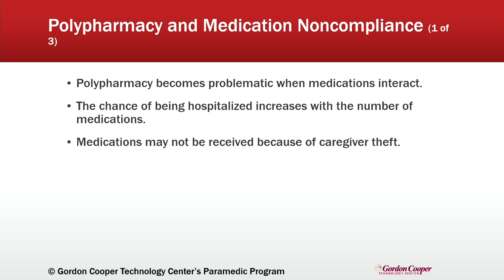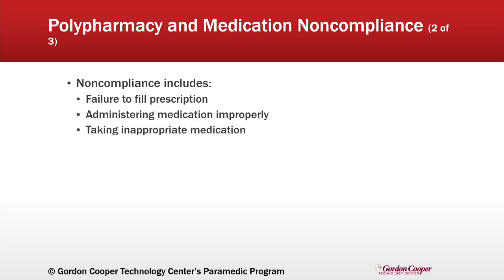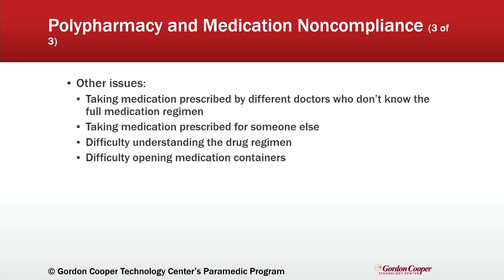Medication non-compliance often leads to worse health outcomes in older adults. Non-compliance includes failing to fill prescriptions. It also involves improper medication administration. Some patients stop taking medications against medical advice, especially if they have adverse reactions. Taking the wrong medication is another form of medication non-compliance. Some patients take medications prescribed by different doctors who are unaware of the full regimen of medications that they're taking.